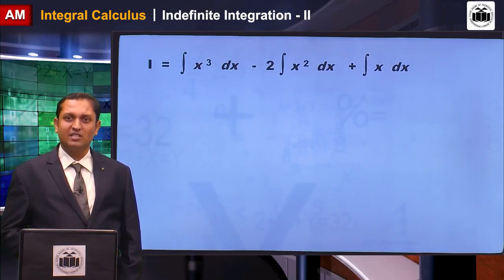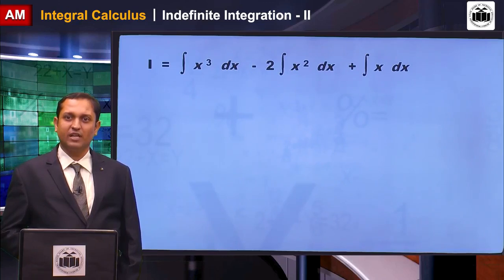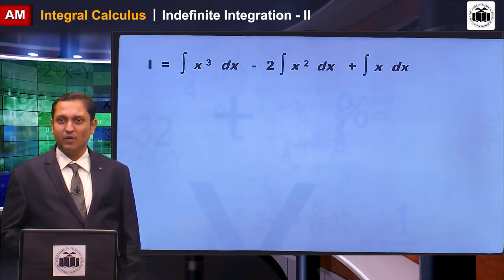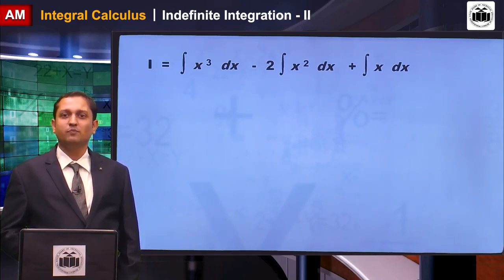The formula obviously will be x raised to n, because in all the three parts you can see the first part x raised to 3 which is variable raised to constant, the second part x square again variable raised to constant, and the third part x raised to 1 which is again variable raised to constant. So we will use the formula for integral x raised to n, which is nothing but x raised to n plus 1 upon n plus 1 plus c.